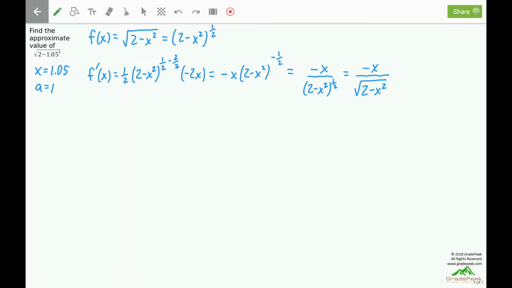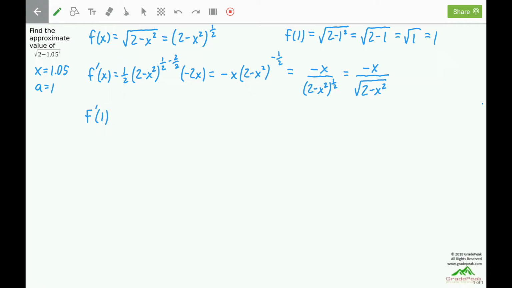We can now evaluate f of x and f prime of x at the a value of 1. f of 1 will be the square root of 2 minus 1 squared. You square the 1 only, which becomes a 1, and then we subtract it from a 2. So the square root of 2 minus 1, which will be the square root of 1, which is equal to 1.